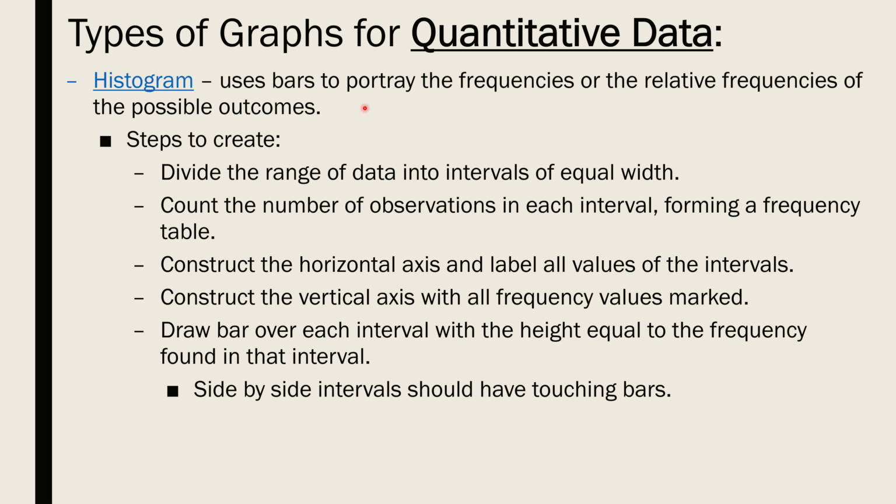Histograms use bars to portray the frequencies or the relative frequencies of the possible outcomes. Here are steps to create a histogram. Step 1. Divide the range of data into intervals of equal width. Second, count the number of observations in each interval, forming a frequency table.